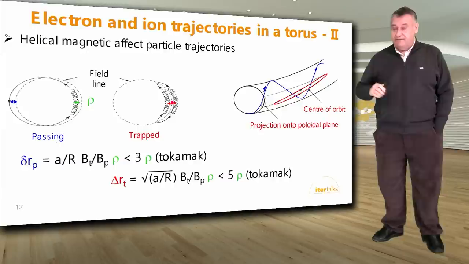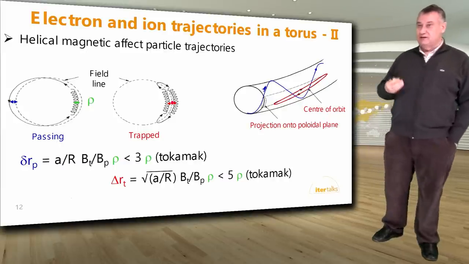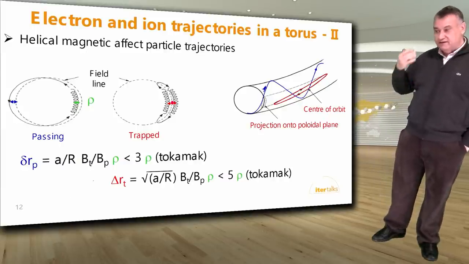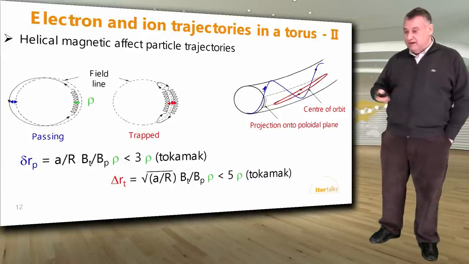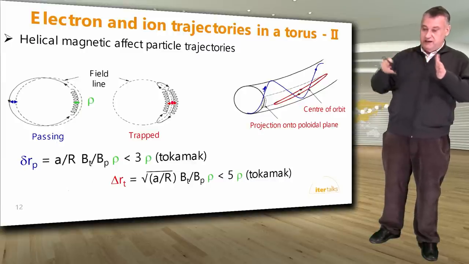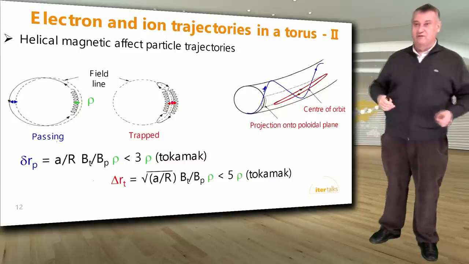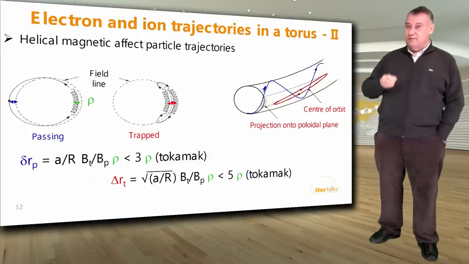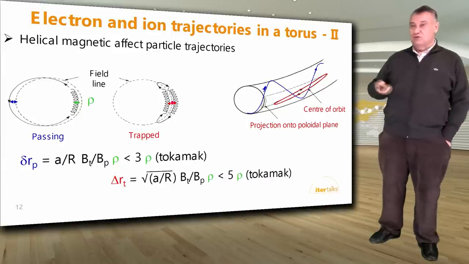Now, the fact that the particles are in a torus makes the trajectories different from what you would think. When particles go around the torus, they have to go through a varying magnetic field, which is higher on the inside of the torus, on the small side of the donut, compared to the large side. This means that some particles cannot go above this magnetic field, and so we have two types of trajectories.